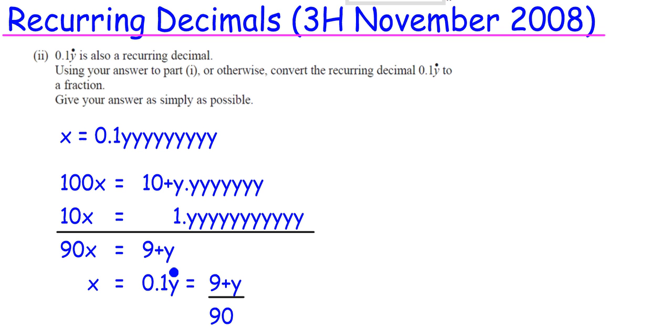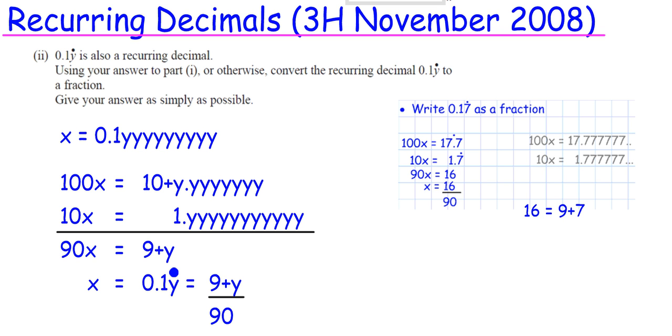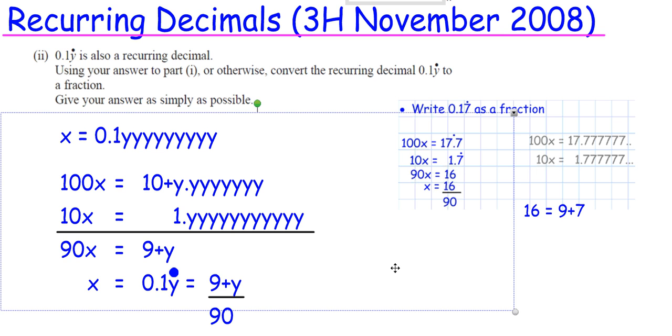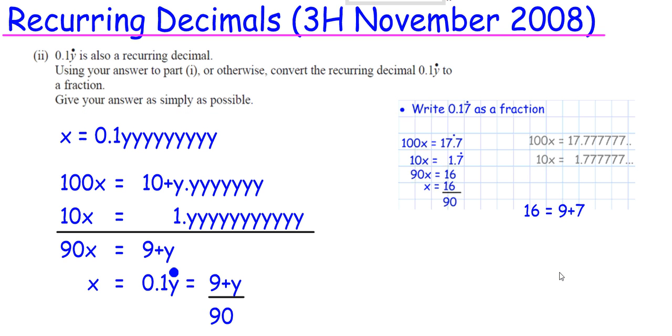Let's just go back to our number example. So we had that x was equal to 16 over 90. Well, if you have a think about 16, that's 9 add 7, and the 7 in this example is y. So you can see how this is the general rule. So if we had something like 0.14 recurring, then we'd have 9 plus 4, 13 over 90, and that gives the general rule.